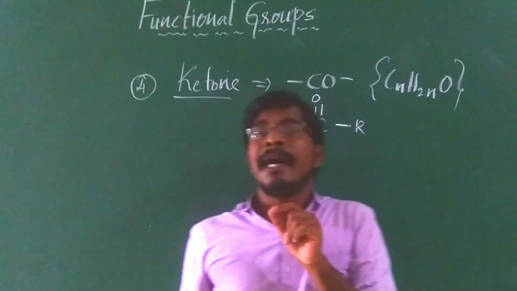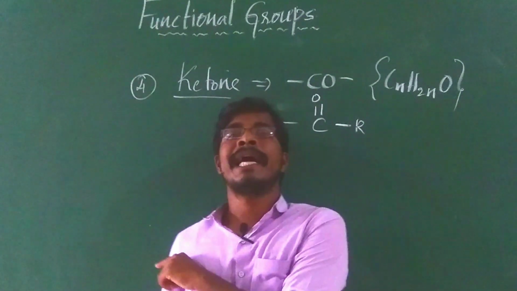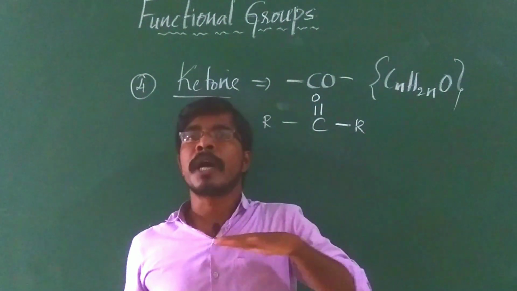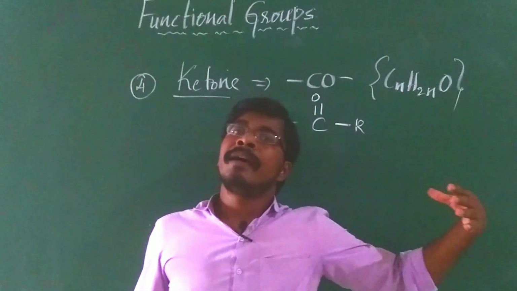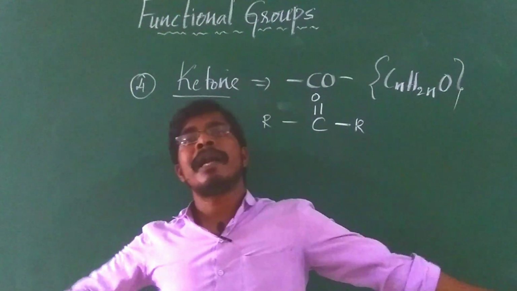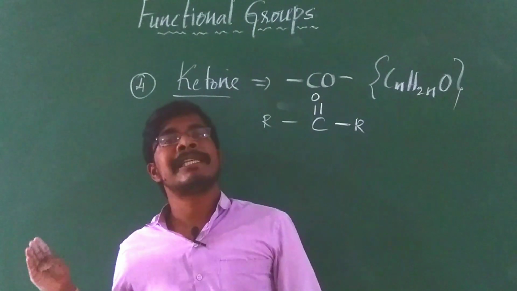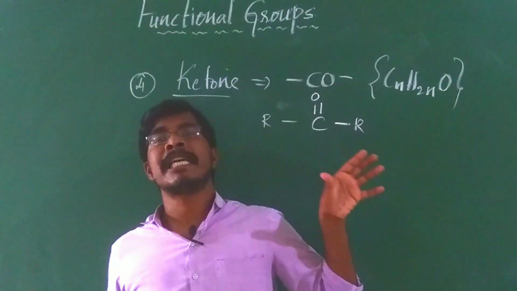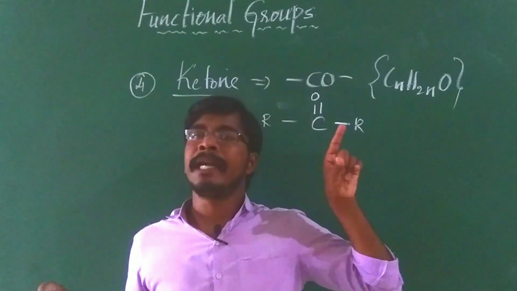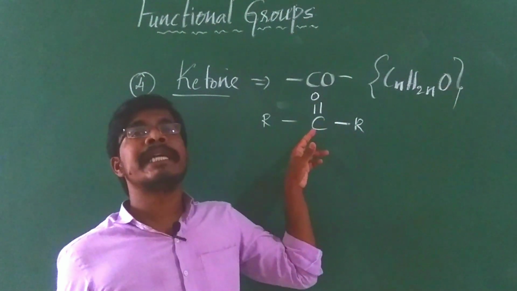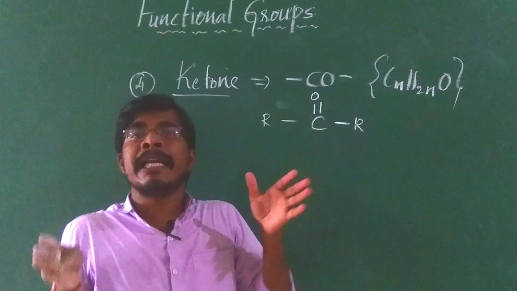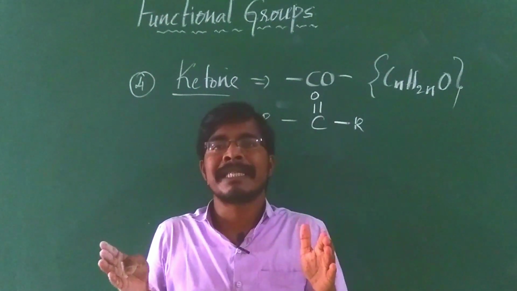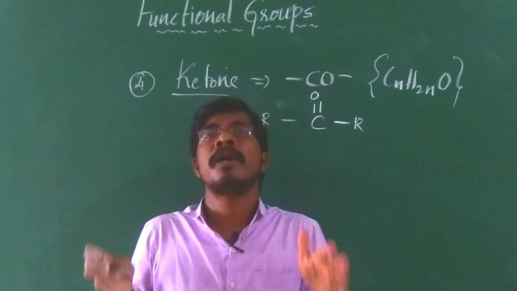Dear students, when I was explaining about aldehyde, I said that the aldehyde group will be attached to the carbon chain at the end of the carbon chain or else at the first position. If it is in the first position or at the end, then that type of CHO group is called aldehyde. If the same C double bond O group is present in between two carbon atoms, always the ketone group will be present in between two carbon atoms.